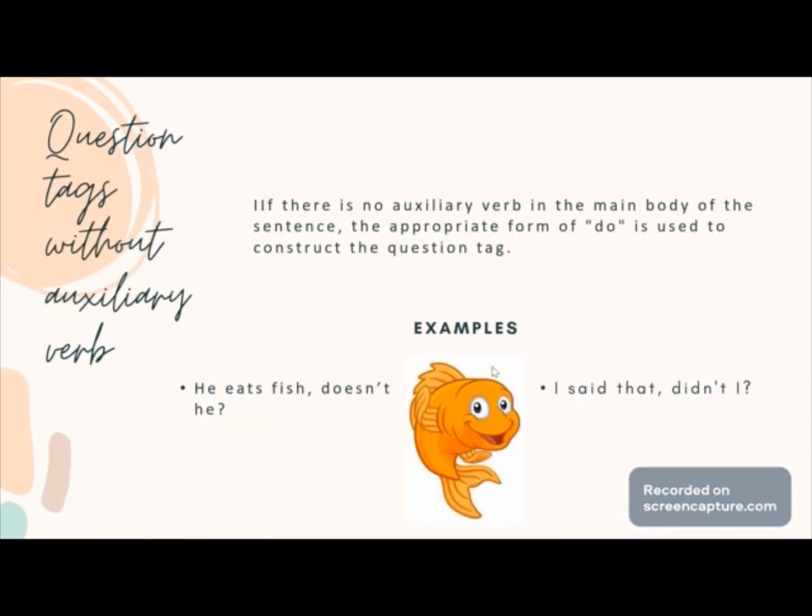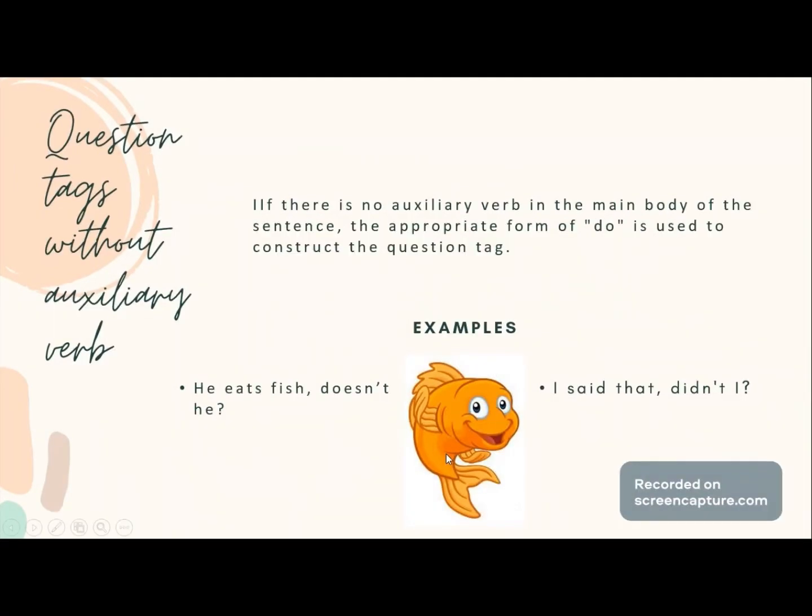Let's move on to the next subject, question tags without an auxiliary verb. From this point, my colleague Sude will explain it. Hi everyone, from here I will continue. I will explain the question tags without an auxiliary verb. If there is no auxiliary verb in the main body of the sentence, the appropriate form of do is used to construct the question tag.